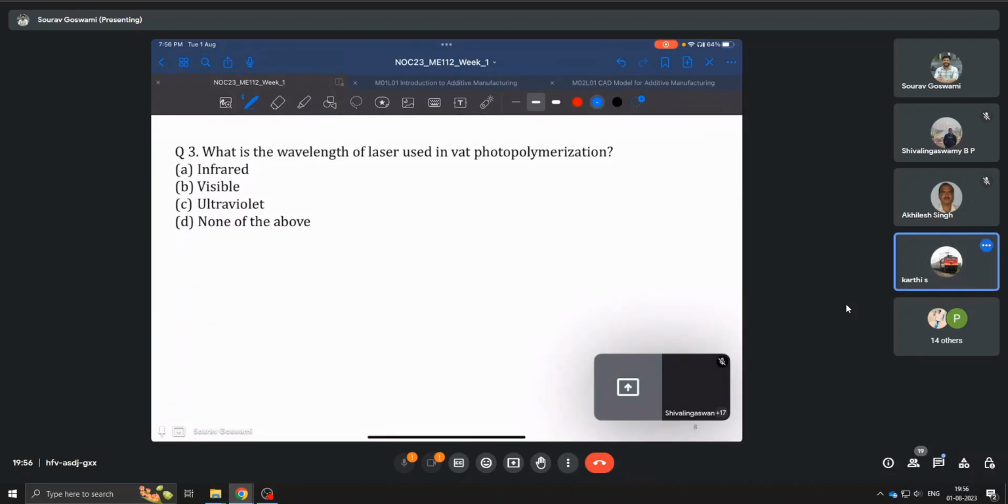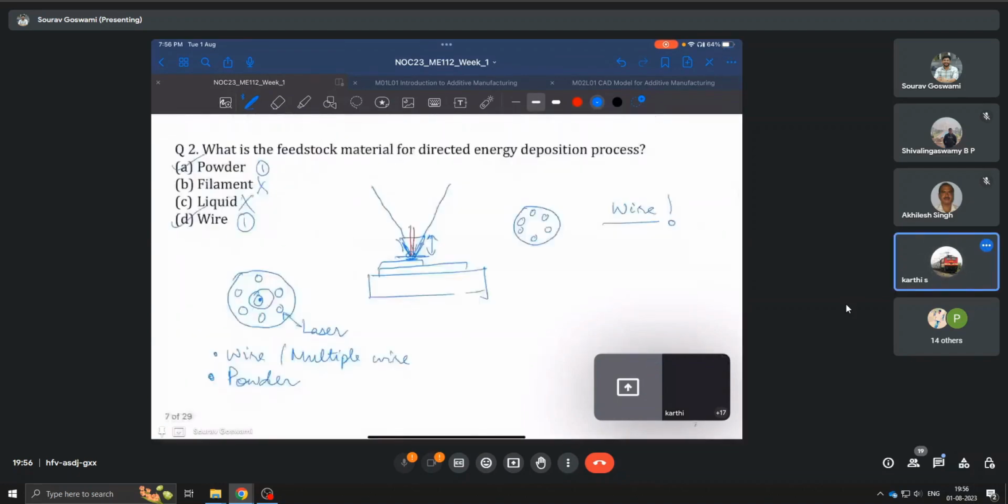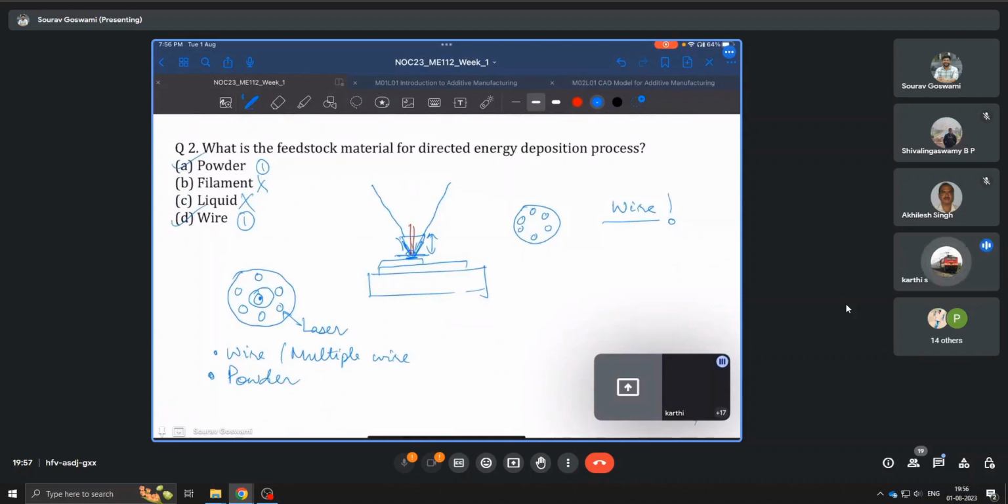Sir, yes Karthi, second question, I have a doubt, sir. Yes Karthi, please say. Directed energy deposition means only wire has to come, na, sir? Powder means powder deposition like this it will come, na, sir? Energy deposition, that means SLM, DMLS, like this only powder. But directed energy method only wire comes, no? No, Karthi. So actually, when you say directed energy deposition, it can have both powder and wire.